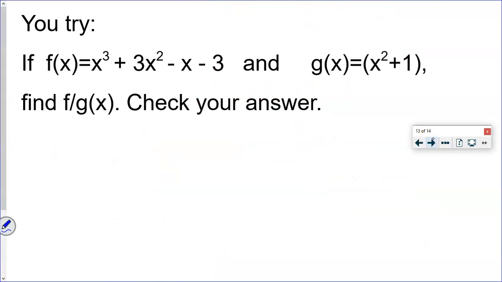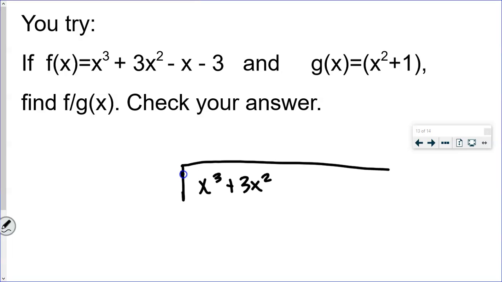You guys go ahead and do it and come back to me when you're done. So here we go. I don't think we're missing any terms this time, are we? So we got an x to the third, we got a plus 3x squared, and we got a minus x and a minus 3. And we're going to divide by x squared plus 0x plus 1, right?